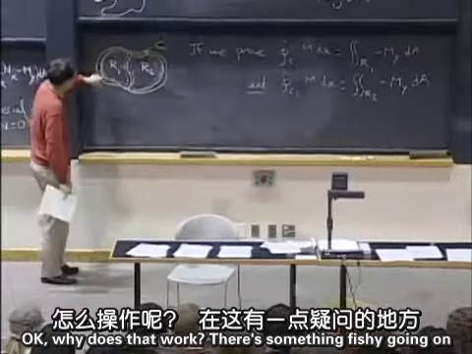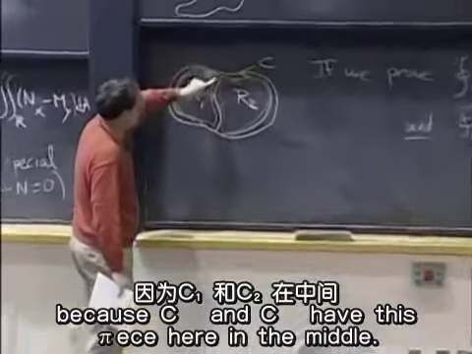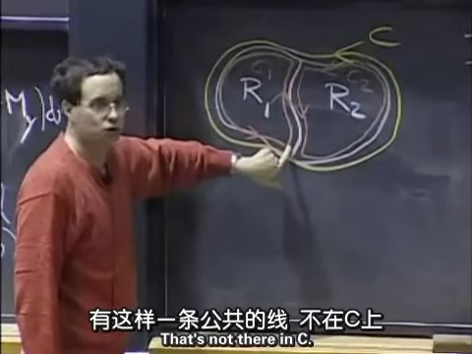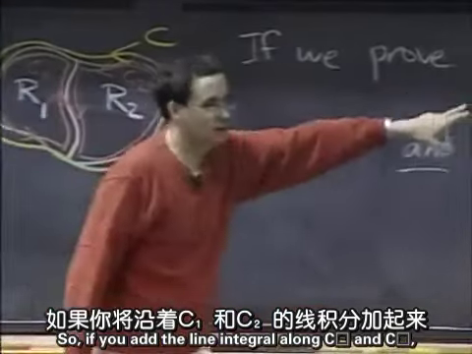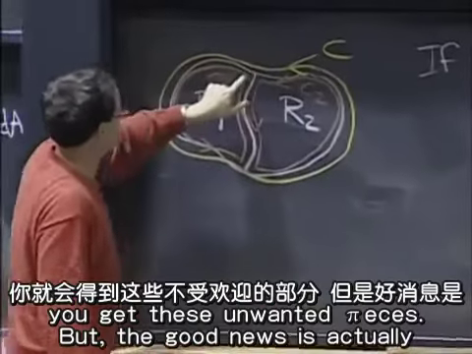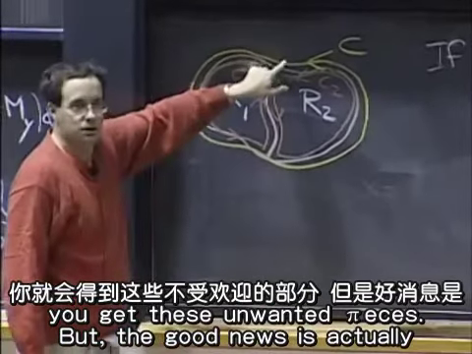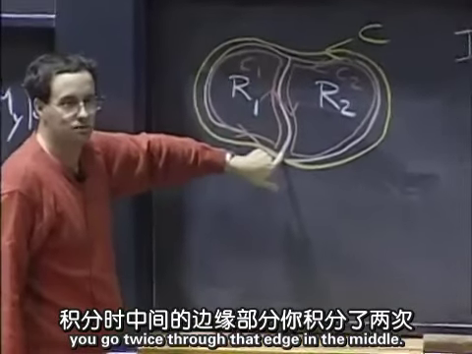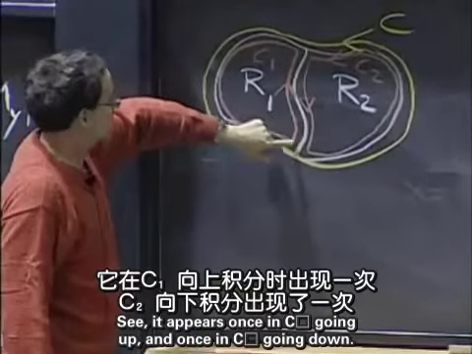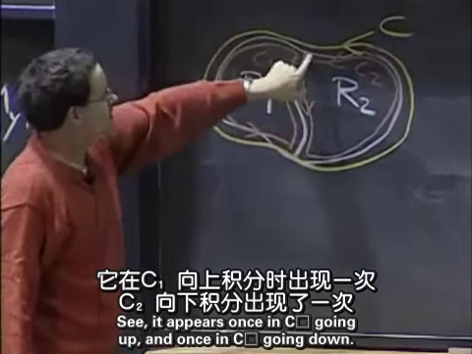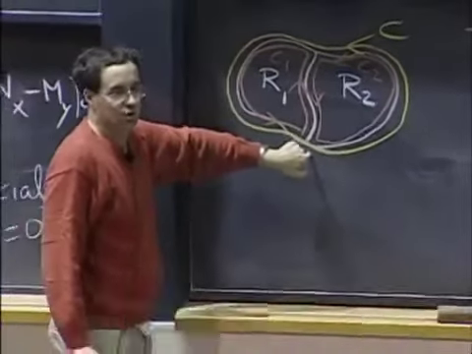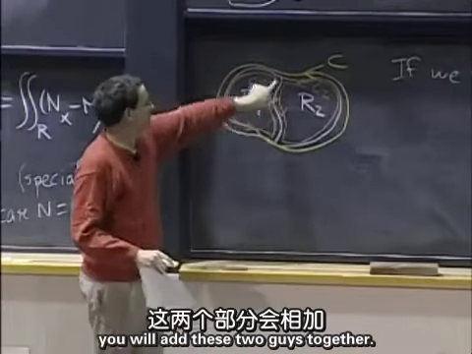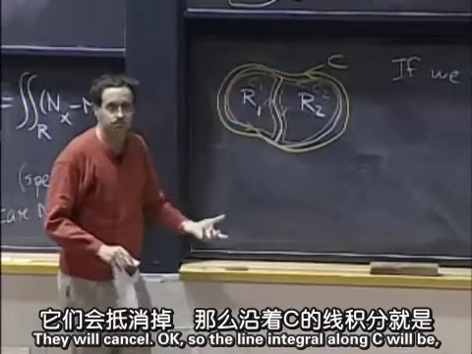There's something fishy going on, because C1 and C2 have this piece here in the middle that's not there in C. So if you add the line integral along C1 and C2, you get these unwanted pieces. But the good news is actually you go twice through that edge in the middle. See, it appears once in C1 going up and once in C2 going down. So in fact, when you will sum the work, you will add these two guys together, they will cancel.